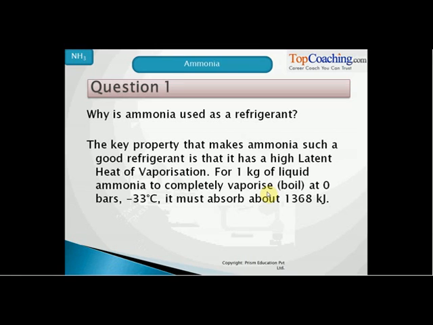Alright, so time for a couple of questions now. Why is ammonia used as a refrigerant?